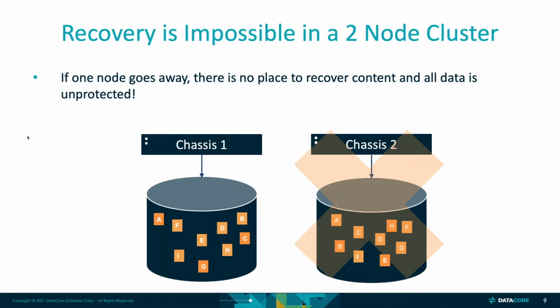The clients can come in, they can read data, and they could even write data potentially, given certain settings that are dropped in that we typically don't recommend in production. But you definitely can read the data, but there's nowhere to recover it to. So you have to wait for that second chassis to be repaired or to come back online before things can be trued back up in the cluster again.